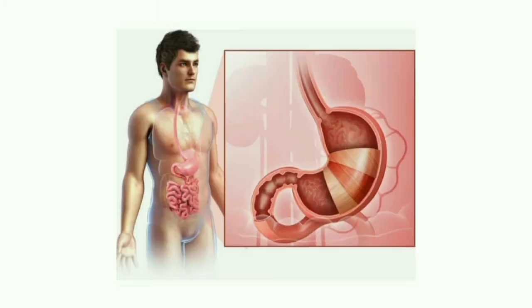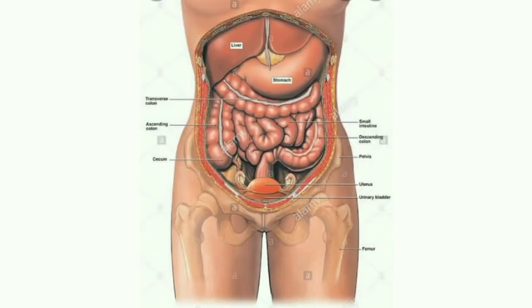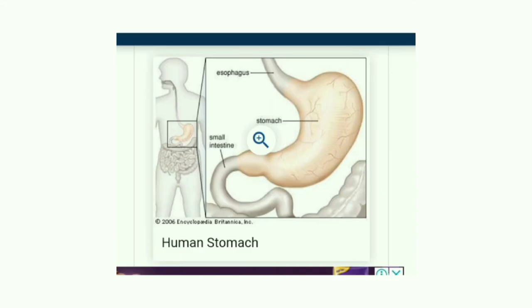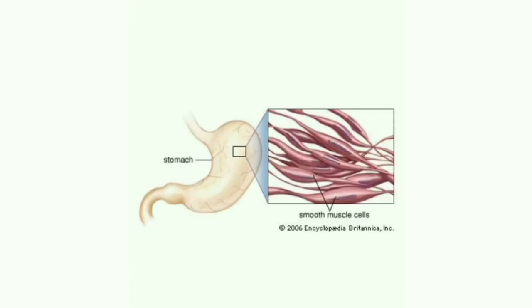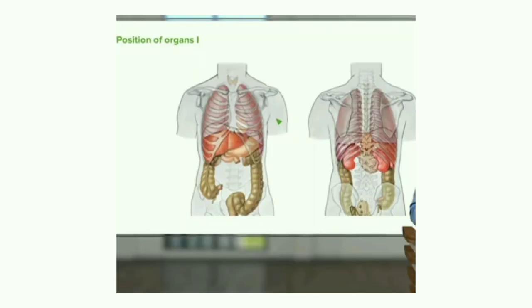My topic is the stomach. The stomach is a part of the digestive system. The stomach is a sac-like organ that's an important part of the digestive system. After food is chewed and swallowed, it enters the esophagus, a tube that carries food through the throat and chest to the stomach. The stomach is a muscular hollow organ.